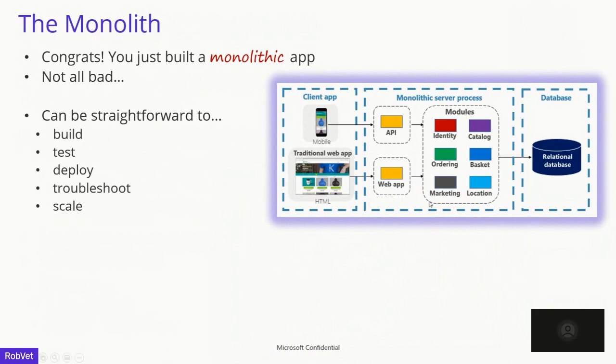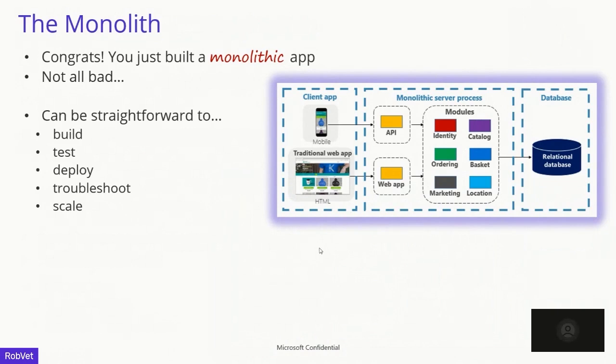It's straightforward to build a monolith. Everything's together. It's fairly straightforward to test that monolith, because if I'm doing an integration test and I need to talk to the catalog, the basket, marketing, everything's right there, right? It's very straightforward to deploy this thing. I basically deploy the entire thing out, press that publish button, or put it in my CI/CD and push it out, right?